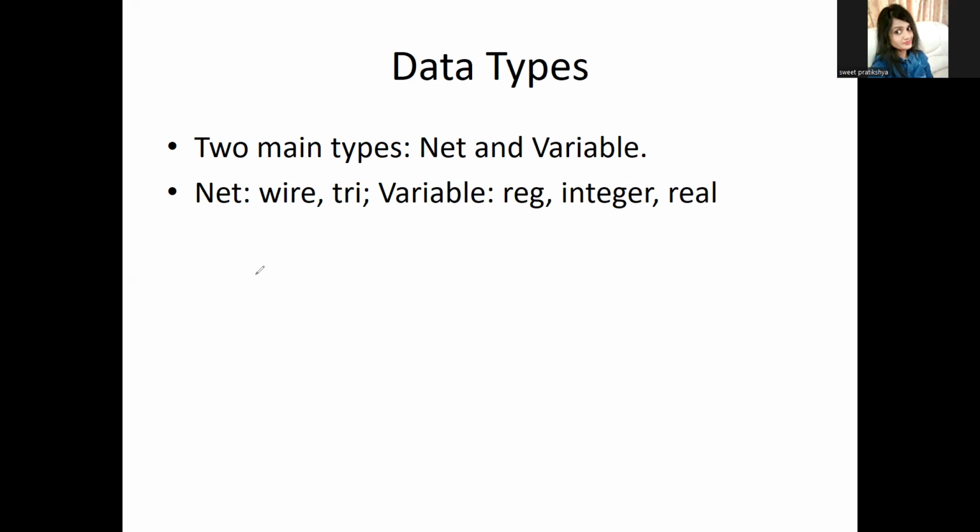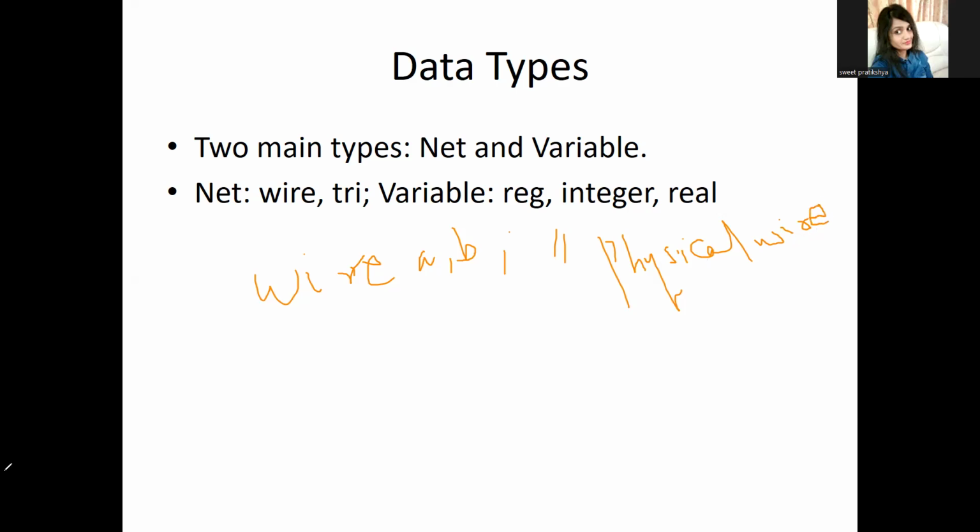Say for example, we are writing wire A, comma, B. So these are physical wires. How can you denote this? Wire A, B stands for physical wires, which will create a connection between signal A and signal B.